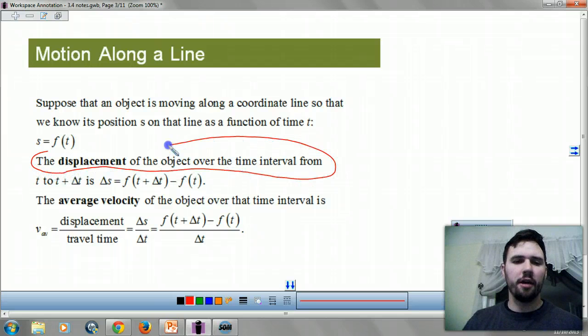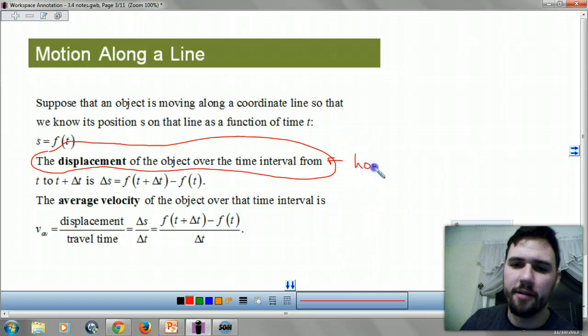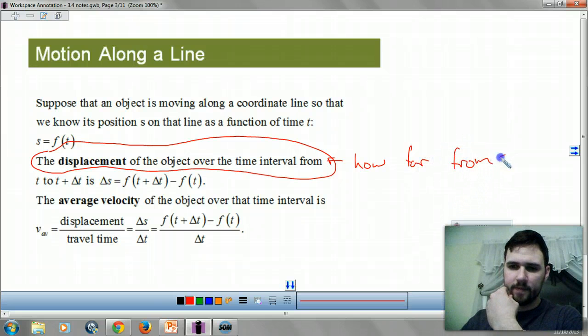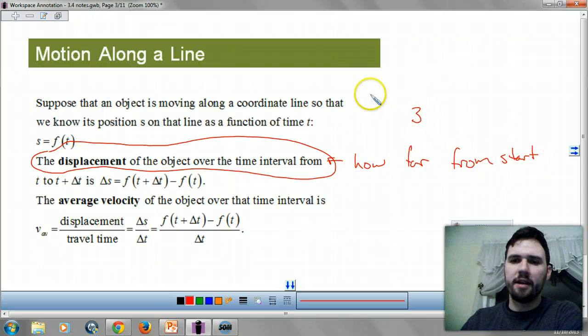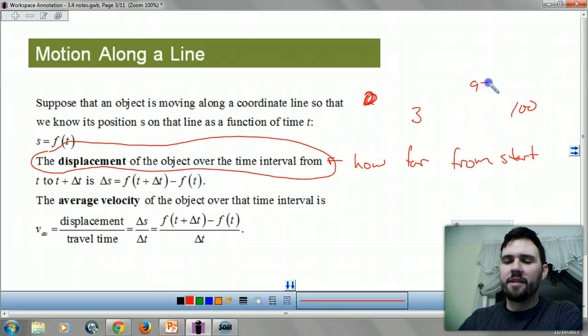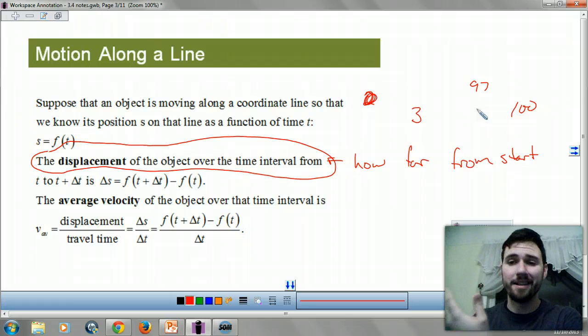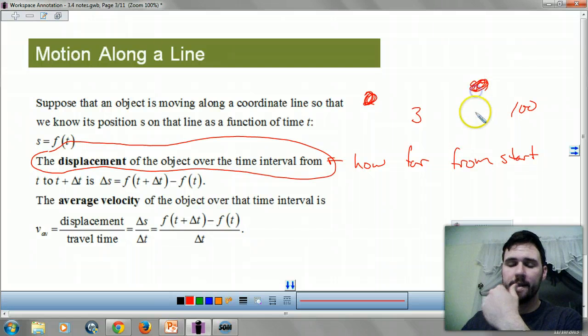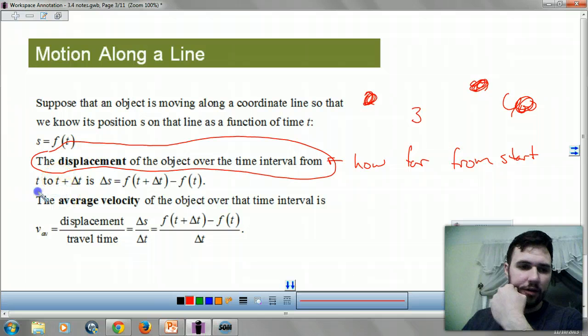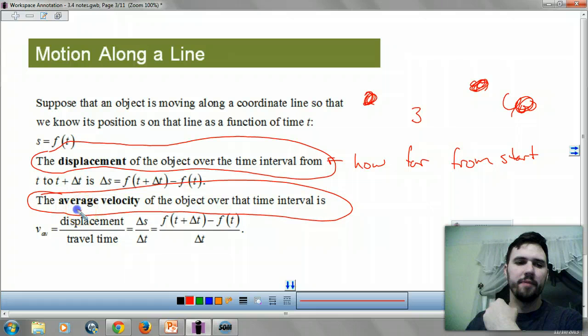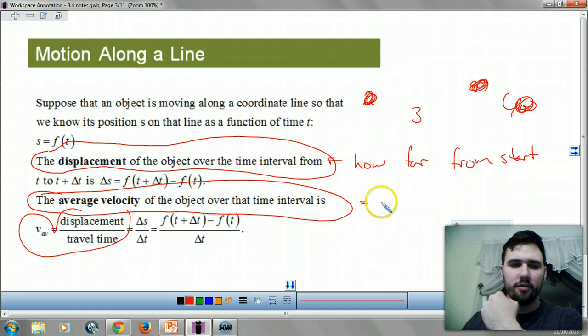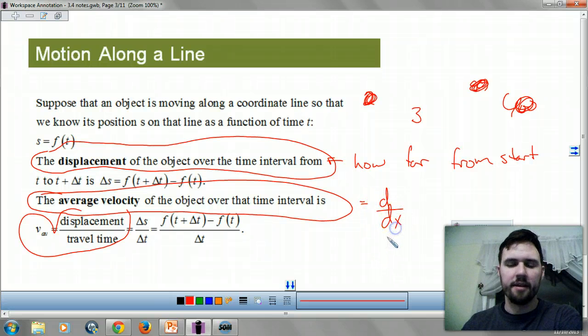The displacement of an object over the time interval from t to t plus delta t is delta s, which is f of t plus delta t minus f of t. This is a fancy term for how far you are from the start. If you started at 3 and you end up at 2, you went -1. That's your displacement. If you start at 3 and you go to 100, your displacement is 97. See how I did that pretty quick, huh? So it's how far you moved. Your average velocity is displacement over time traveled, which is your derivative. So we're going to call it d over dx.